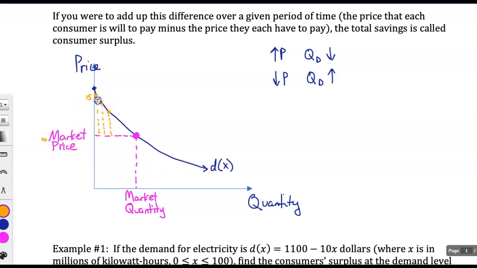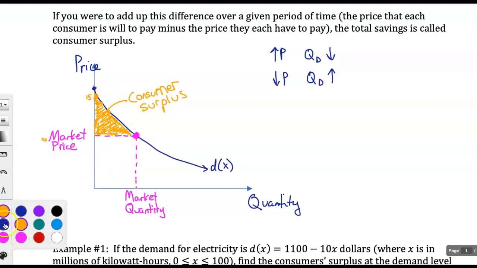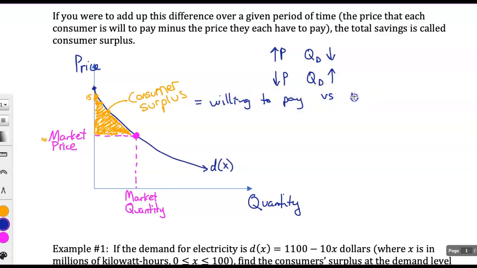So if you add up all these savings underneath this curve, but above the market price, so every time I was willing to pay all of these prices, but I only had to pay this price down here, this is called consumer surplus. It's the difference between what I was willing to pay and what I actually had to pay. So consumer surplus is the difference between what I was willing to pay versus what I had to pay.